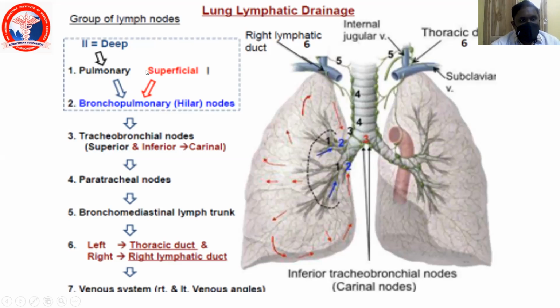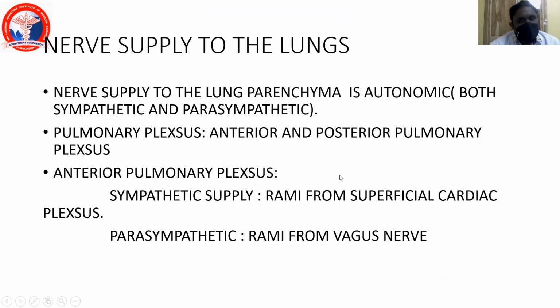You see, this is the deep lymphatics. In the pulmonary lymphatics, they drain to bronchopulmonary or hilar nodes, then into tracheobronchial nodes, paratracheal nodes, bronchomediastinal nodes. On the left side they drain into the thoracic duct. Right side they drain into the right lymphatic duct. Then they drain into the venous system.